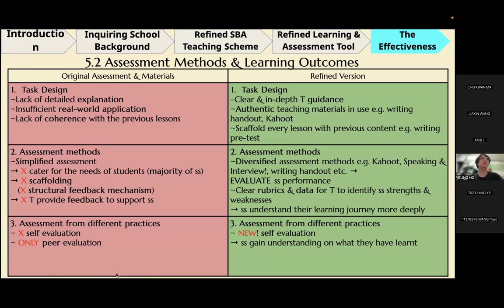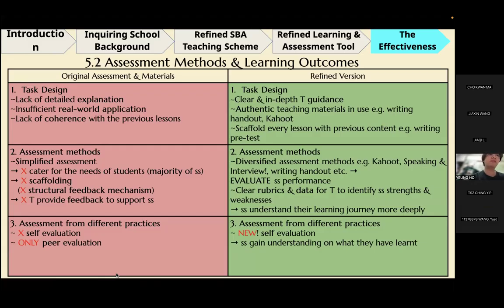So for the assessment methods and the learning outcomes, first of all, for the task design of the original assessment, we lacked detailed explanation, real-world application, and coherence with the previous lessons. And for now, we have clear and in-depth teacher's guidance. We have authentic teaching materials in use. And we also scaffold every lesson with the previous content.